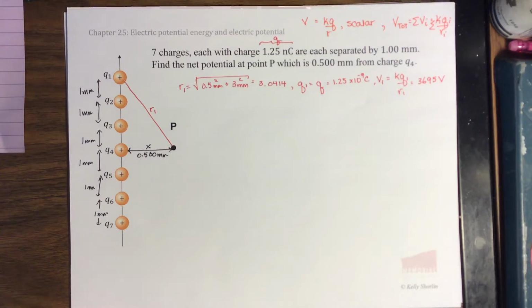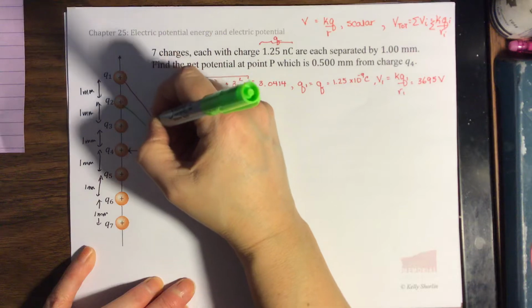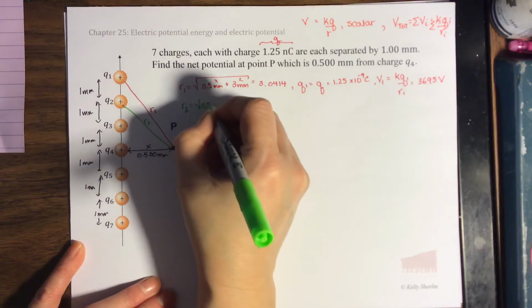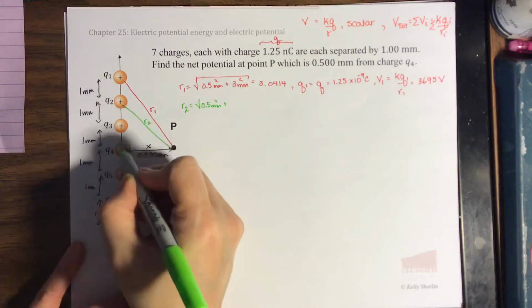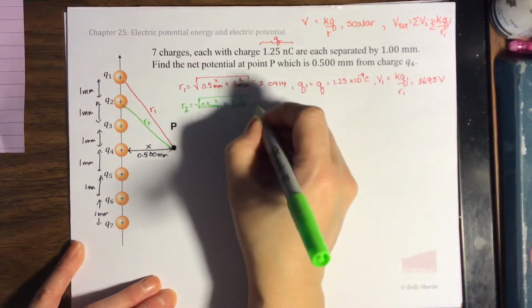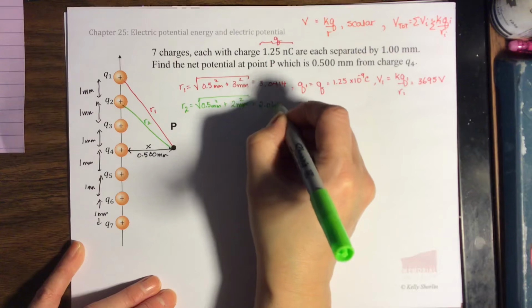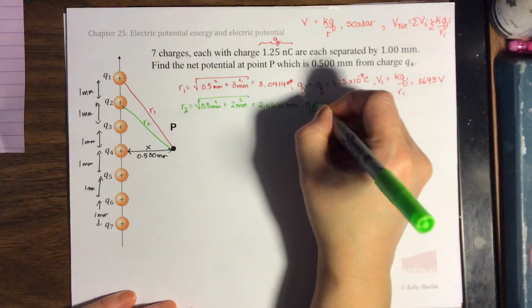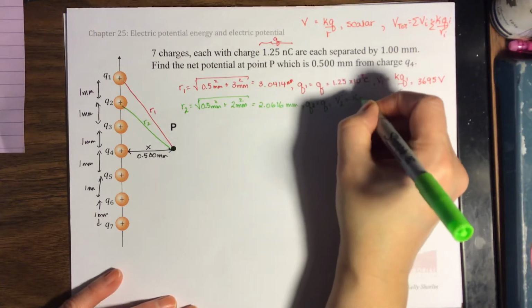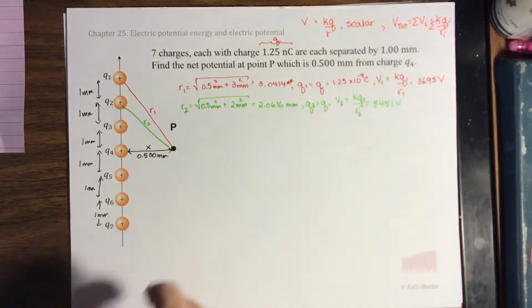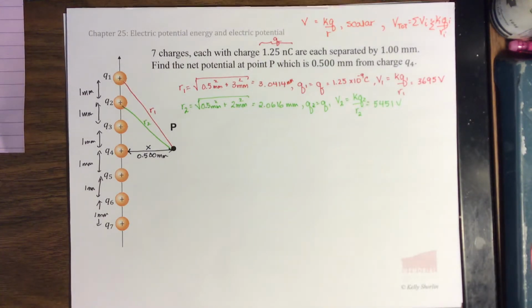Okay, next let's find V2. So Q2 is a distance R2 from our point. R2 is the square root of 0.5 millimeters squared plus this distance squared, which is 2 millimeters. I'm sacrificing some sig figs here for the sake of space on my page. 2.0616 millimeters, which is 10 to the minus 3 meters. Q2 is our same charge Q. V2 is KQ2 over R2. So V2 is 5,451 volts. Probably you get the idea what we're doing here now. Let's do Q3 next.